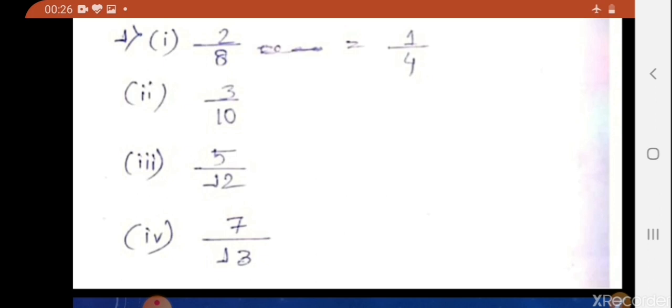And the last one, the fourth one, is a shape of H and there are 13 squares made in that. So total 13 parts are there. So the denominator will be 13 and from 13, 7 parts are shaded. So we can write 7 upon 13. This was all about question number 1.